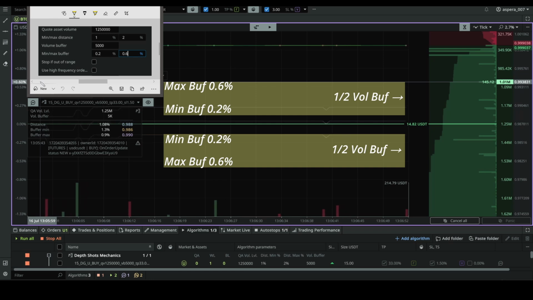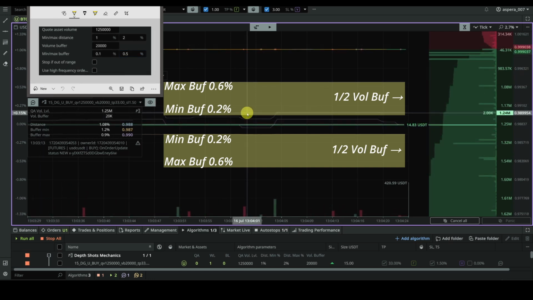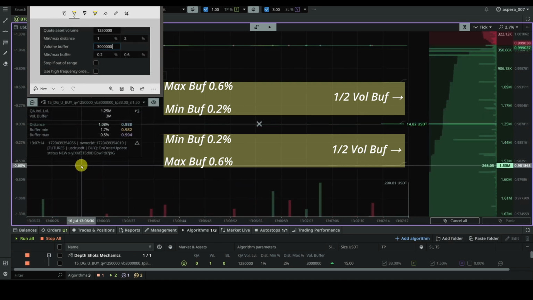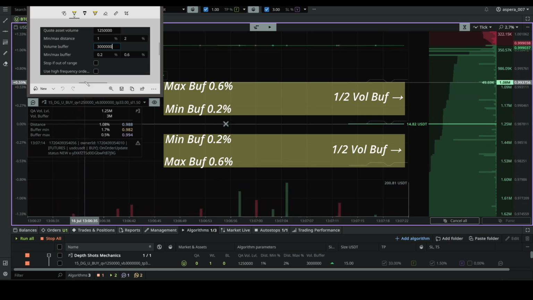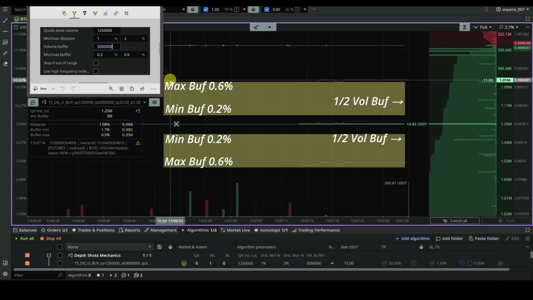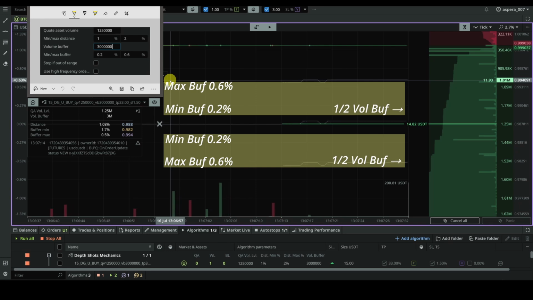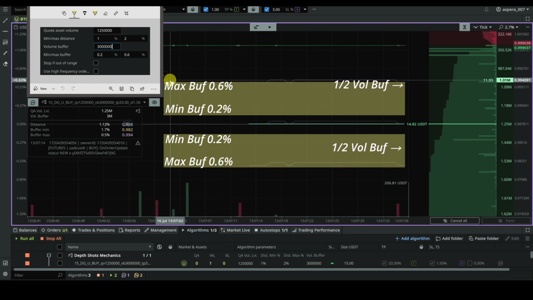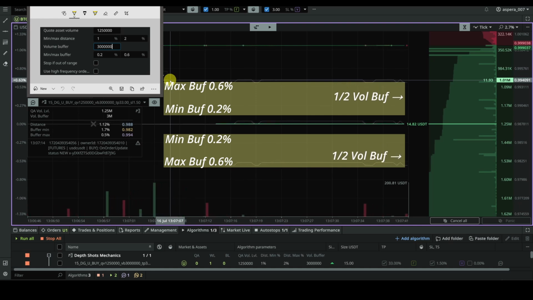So to me, the minimum buffer says that the buffer line cannot, under any circumstances, be closer to the order than this. And the maximum buffer says the buffer line cannot be farther away from the order than this. And as for the volume buffer, again, it is always in relation to the order, and it is split into two. Half is above the order and half is below the order. It allows the order to not move unless the order book volume at the current order location changes by more than half of the volume buffer.